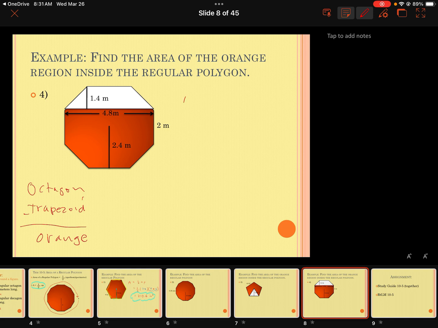Okay, so let's find the area of the octagon first. 1/2 apothem times perimeter. So I'm going to take 1/2 times 2.4 times 2 times 8, and I get 19.2.